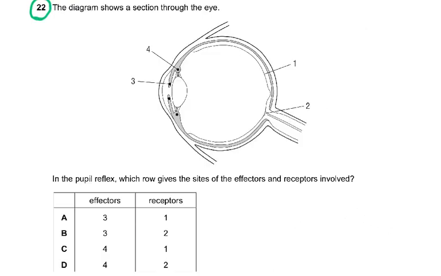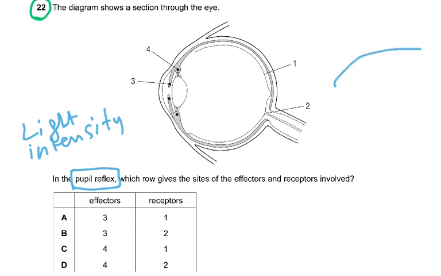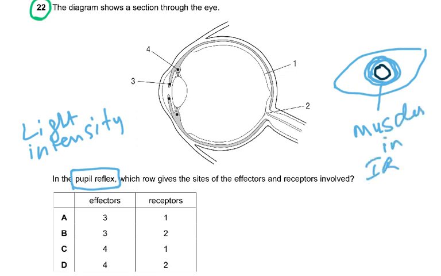Another interesting question: the diagram shows a section through the eye in a pupil reflex. Now pupil reflex is in response to light intensity, bright light or dim light. In bright light, if this is the eye, this is the iris and this is the pupil, so the pupil constricts. Where will impulses go? Impulses will go to the muscles in the iris, which will contract or relax to allow more or less light to enter.